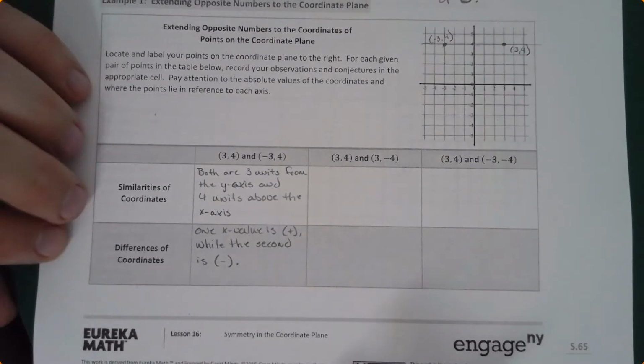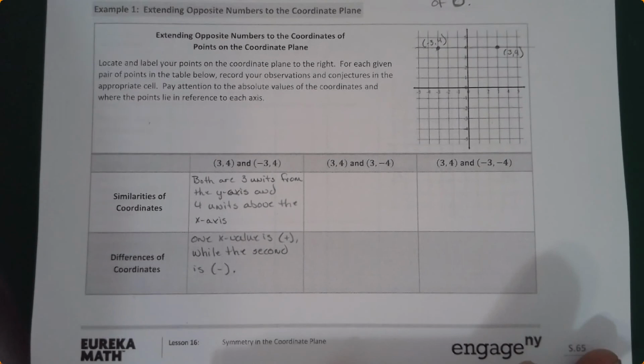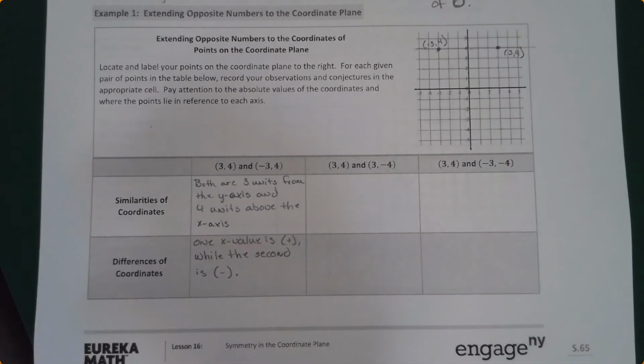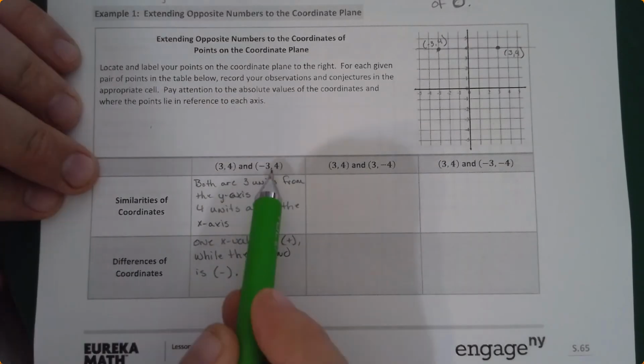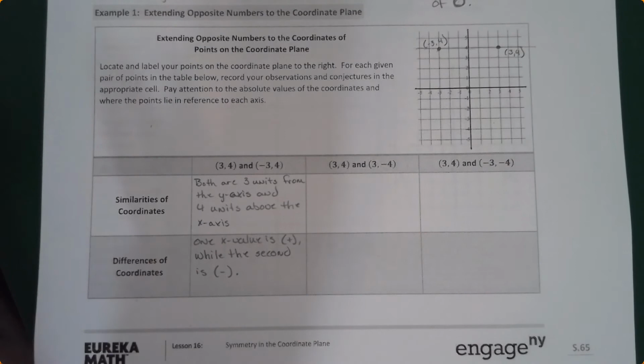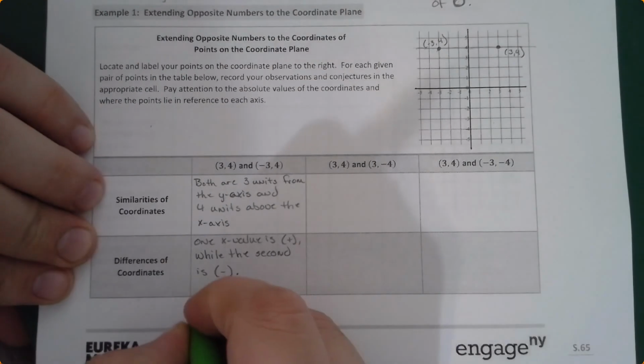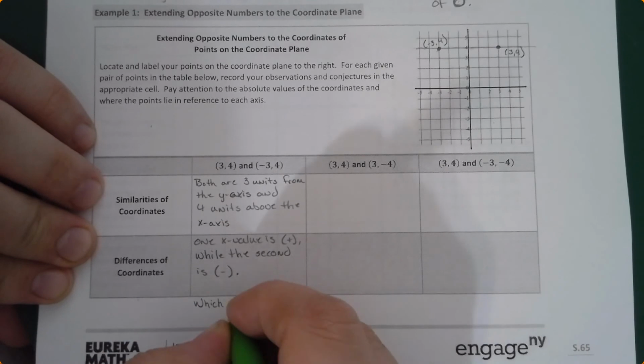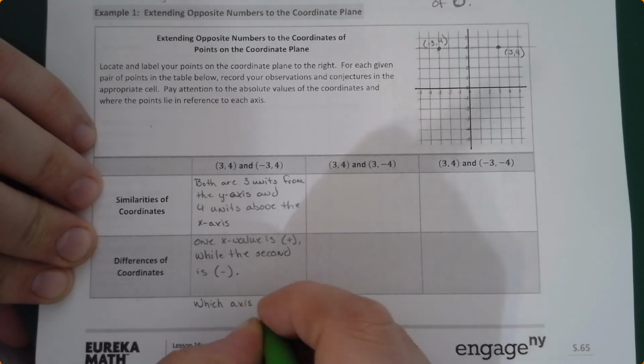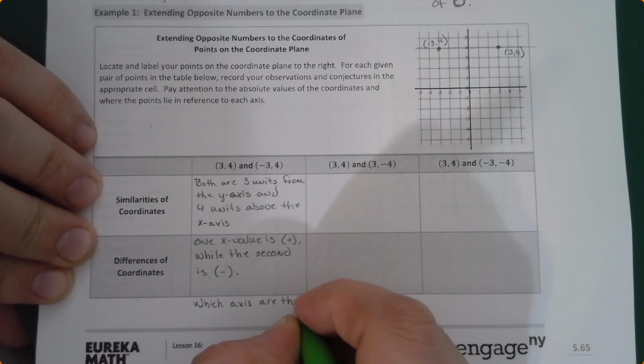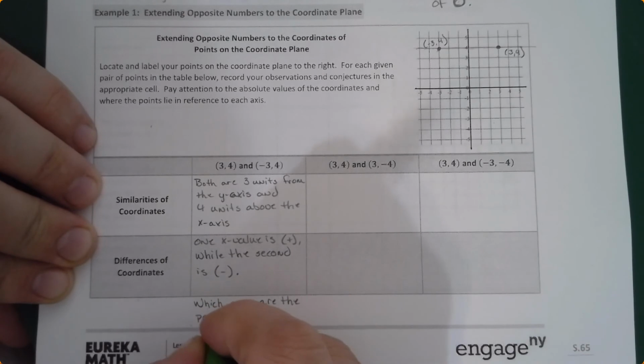Now, here's my question to you. Before we even jump into the next thing, before we continue moving on to the next point, I want you to start thinking about this now. All right? (3, 4) to (-3, 4). These points are reflections of each other. So my question is, which axis are the points reflected across?